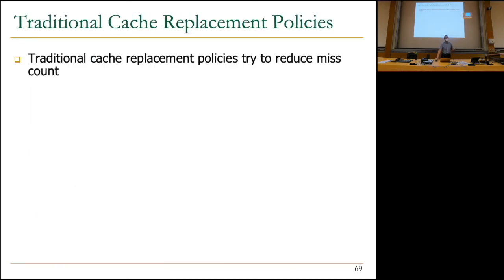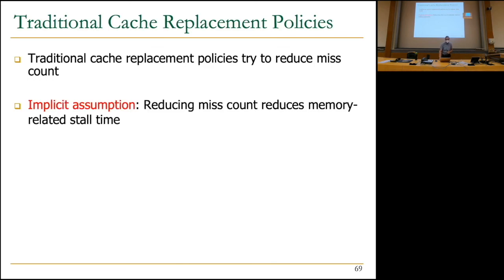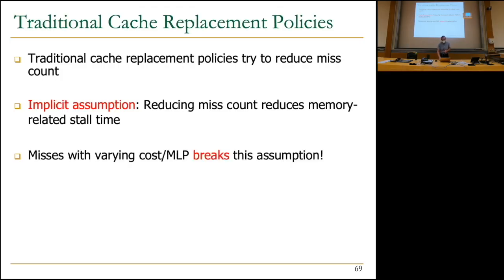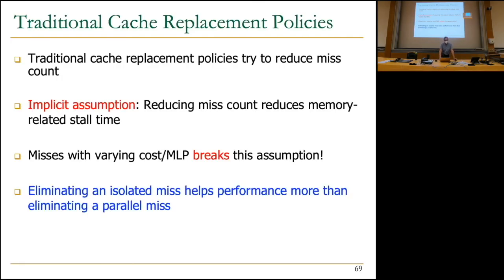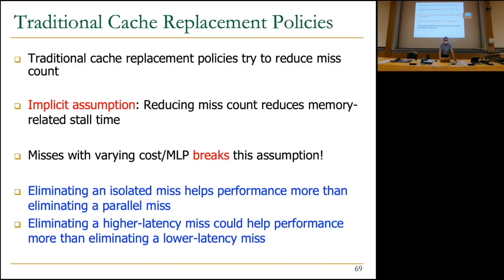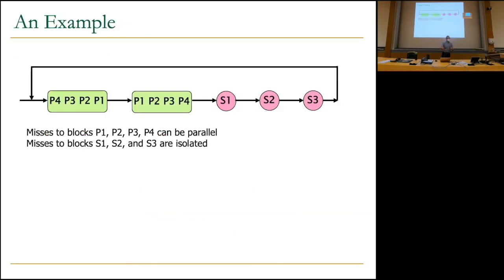So traditional cache replacement policies try to reduce miss count. An implicit assumption is this: reducing miss count reduces memory-related stall time. And this actually is not true, basically. Misses have varying cost and MLP. In this particular case, we're going to look at memory level parallelism, but cost also is similar; it breaks this assumption. So eliminating an isolated miss helps performance much more than eliminating a parallel miss. And eliminating a higher latency miss could help performance more than eliminating a lower latency miss. So when we actually looked into this, we cooked up this example.